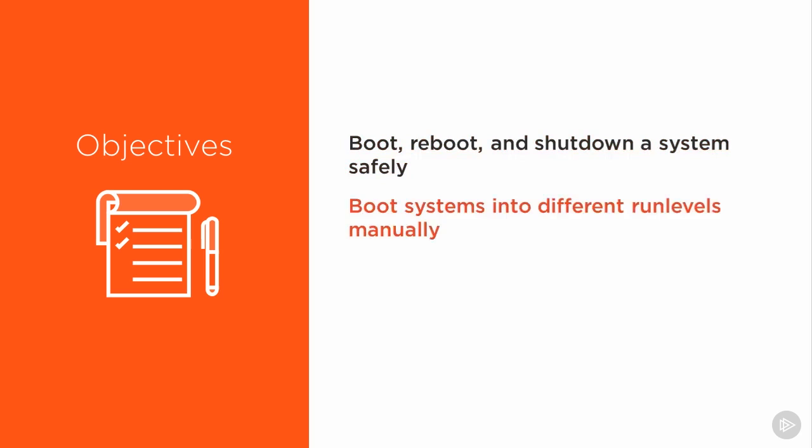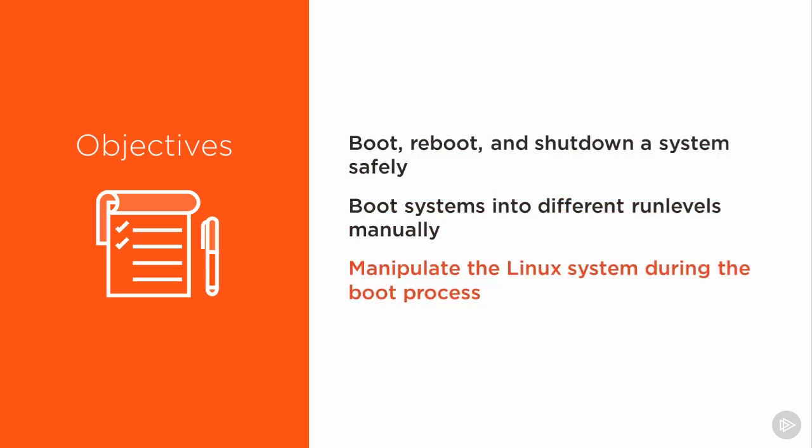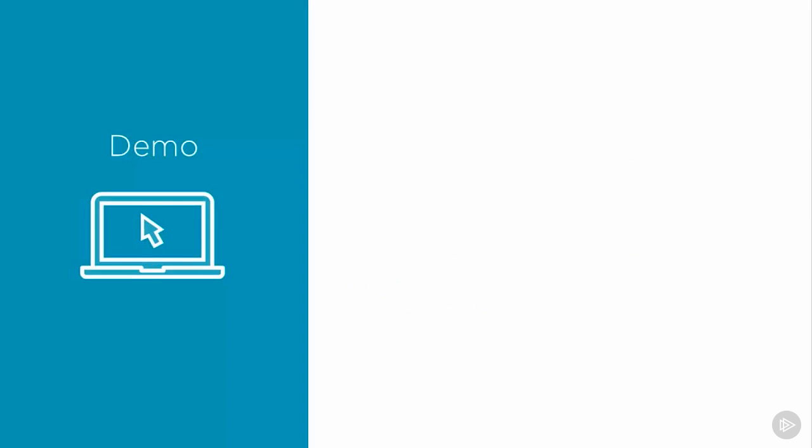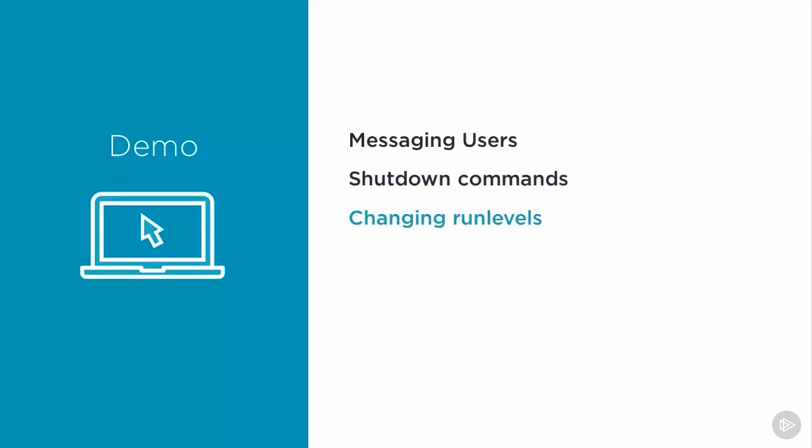We'll be taking a look at how we can boot systems into different run levels manually, as well as being able to manipulate the boot system so that we can enter a named run level at boot time. The demonstrations that we're going to include for you within this module are going to see how we can message users and the tools that we use to message our users. We'll be looking at ways that we can shut down and reboot our system. So things, of course, like the shutdown command, but also power off, halt, reboot.